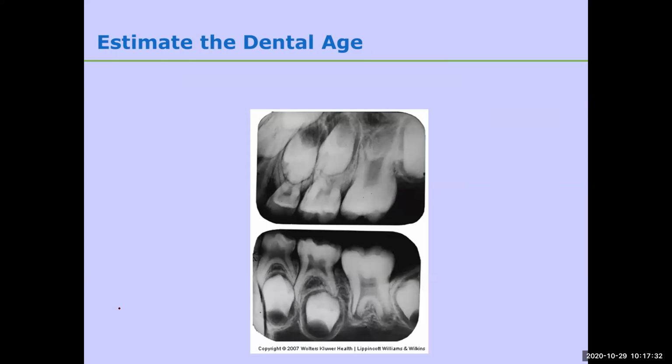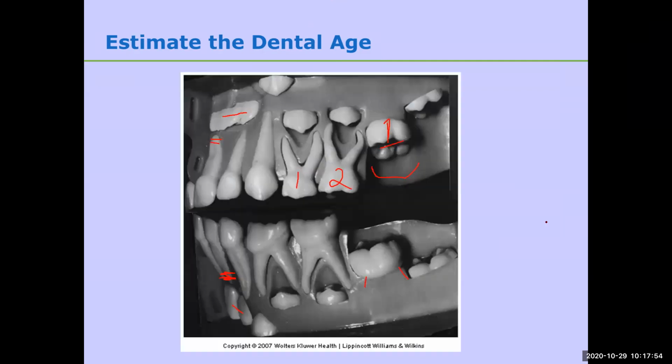What do you think? Do you remember? This is the 1st molar here, permanent 1st, permanent 2nd. Take a look at these roots. Are they completely formed? Not quite. 7. Yeah, 7 would be good. 8 is what the picture said, but we've got a range.